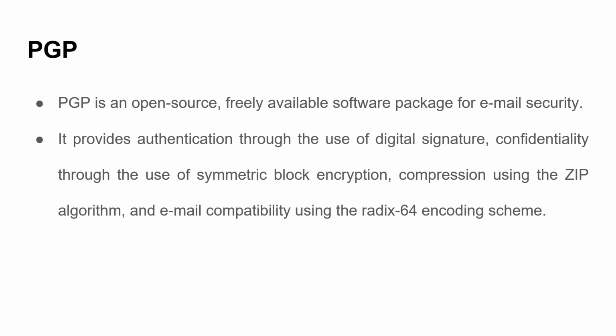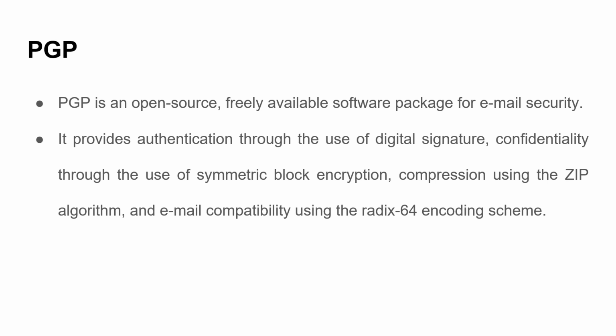What is PGP? PGP expands as Pretty Good Privacy. It is an open source, freely available software package for email security. It provides authentication through digital signatures, confidentiality through the use of symmetric block encryption, compression using the zip algorithm, and email compatibility using the radix 64 encoding scheme. PGP also incorporates tools for developing a public key trust model and public key certificate management.